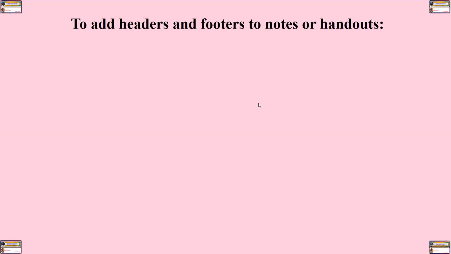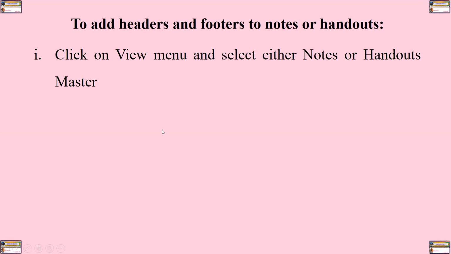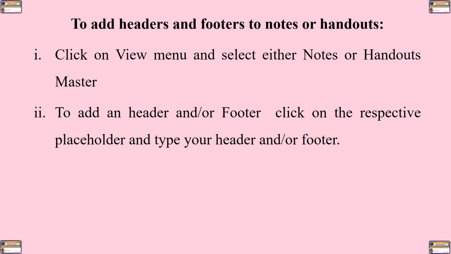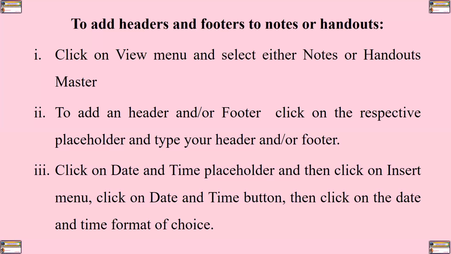Another task that we can perform is to add headers and footers to notes or handouts. To add headers and footers to notes or handouts, you click on View menu and select either Notes or Handouts Master. To add a header or a footer, click on the respective placeholder and type your header and or footer.